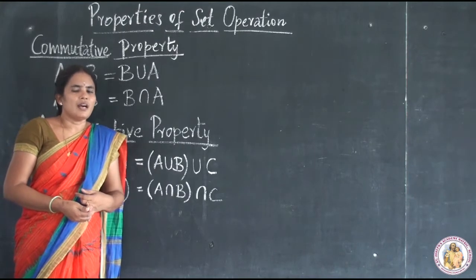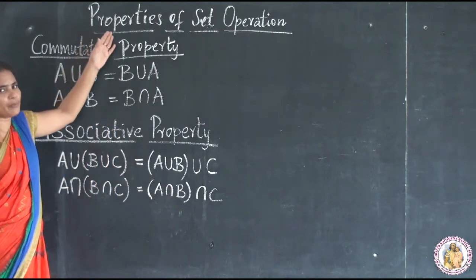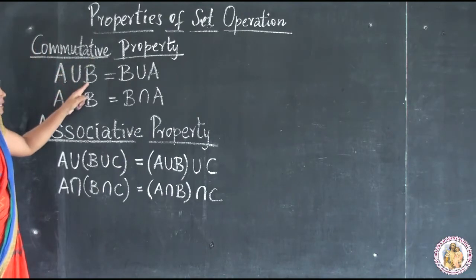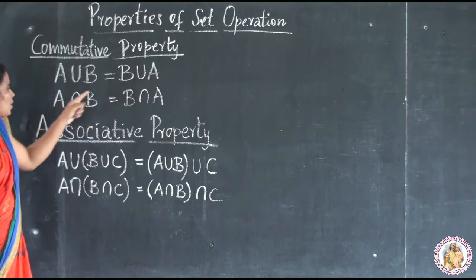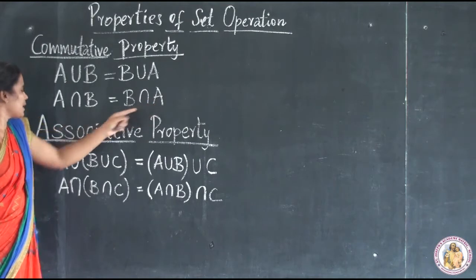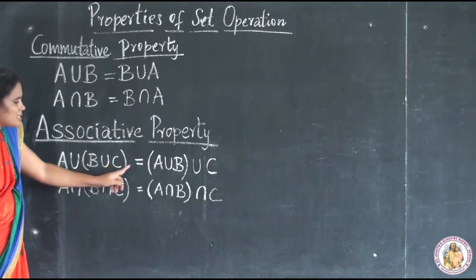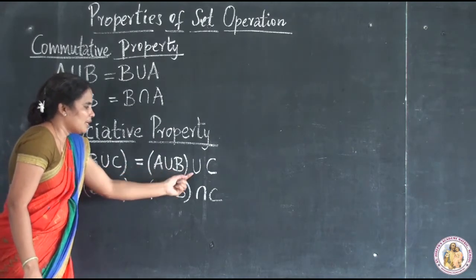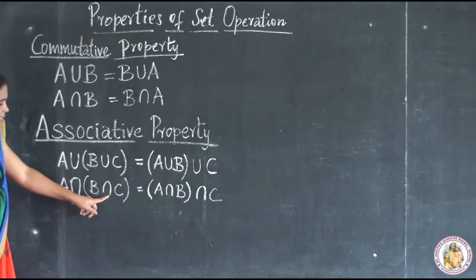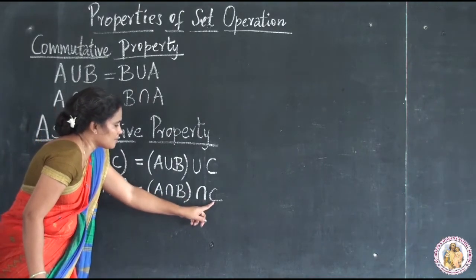Hi students. Now before entering into exercise 1.4, let us know the properties of set operations. Here we have two properties. The commutative property: A union B is equal to B union A, and also A intersection B is equal to B intersection A. And for the associative property, A union (B union C) is equal to (A union B) union C. And here A intersection (B intersection C) is equal to (A intersection B) intersection C.